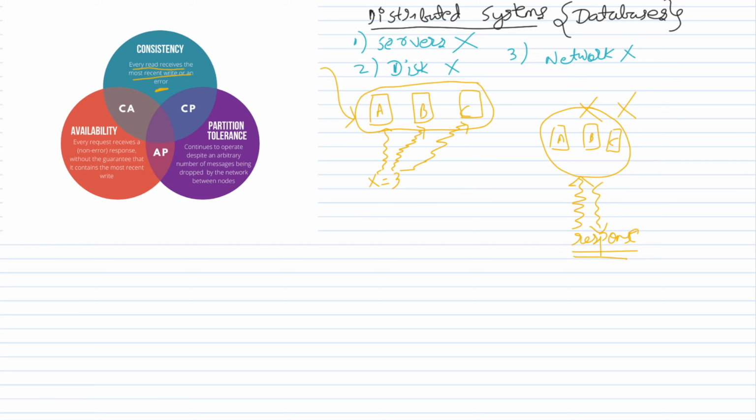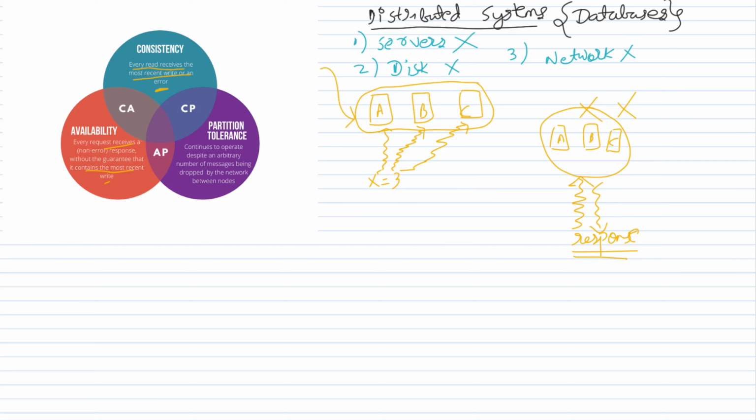So if you see here, every request receives a non-error response without the guarantee that it contains the most recent write. So if it contains the most recent write, then we are talking about consistency. Okay. Now when we are talking about partition tolerance, what exactly is it?